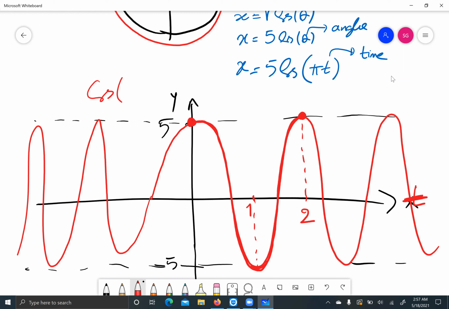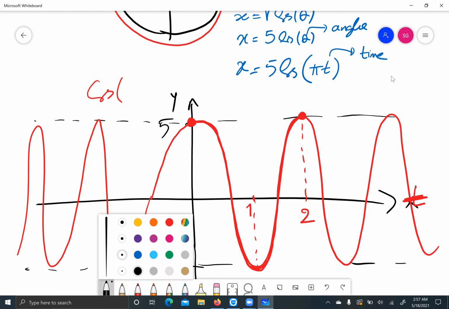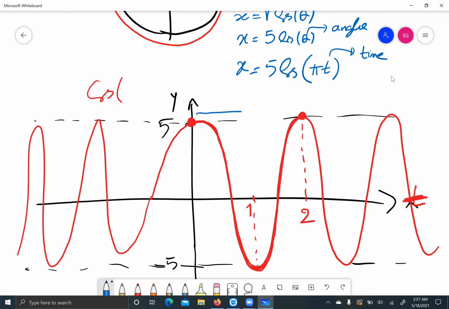In terms of angle, a complete rotation is 2 pi. We know that. If you're looking at this as an angle, the period is 2 pi, but if you're looking at this as time, the period is 2 minutes.